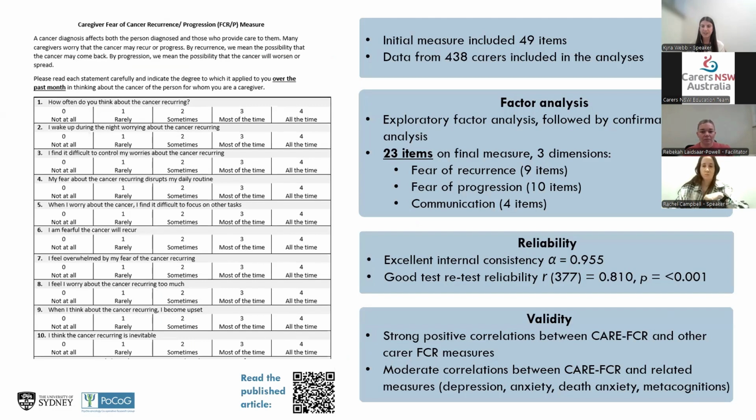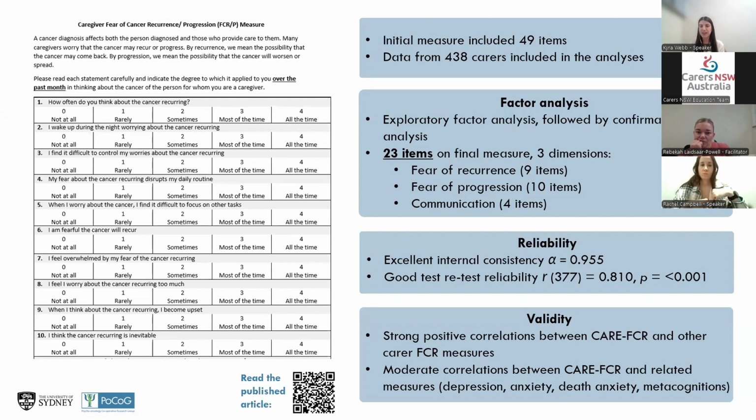And we conducted a factor analysis, which basically whittles down the number of items that are relevant, takes out those that are assessing the same things, and groups them into relevant dimensions. So we had 3 dimensions. Ours were fear of recurrence, fear of progression, and communication.